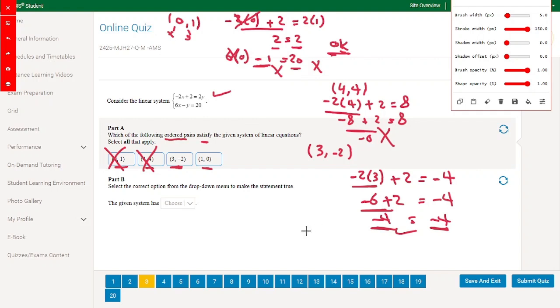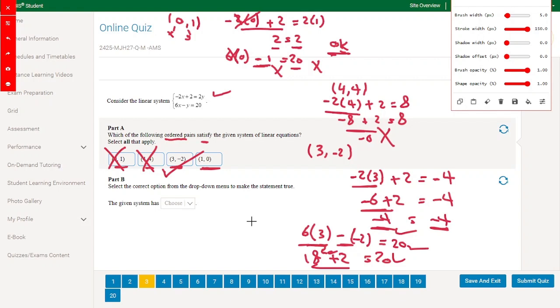Let's take the other one. So we'll have 6 times 3, which is x, minus y, here minus 2, minus 2 equal to 20. So this one is 18, minus minus 2 is plus 2, equal to 20. So this one is 20. So it satisfies the solution for both equations. So this is the right answer.